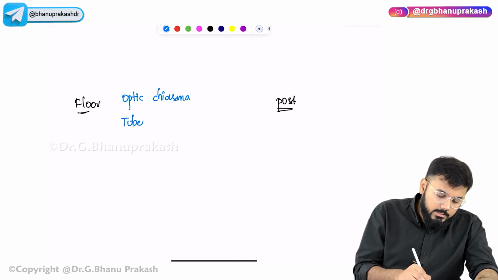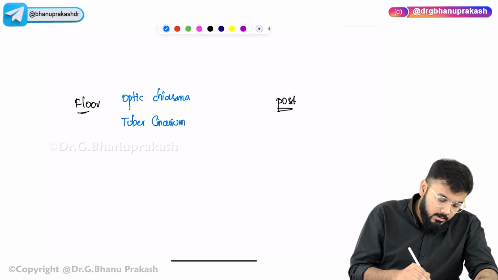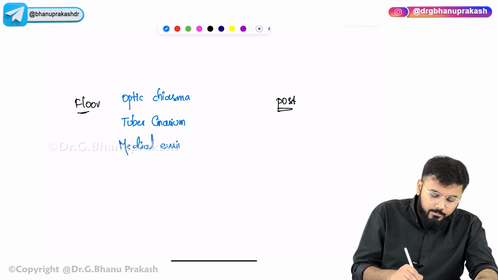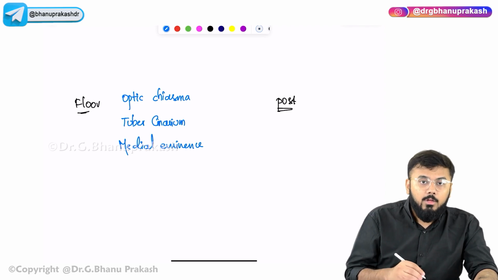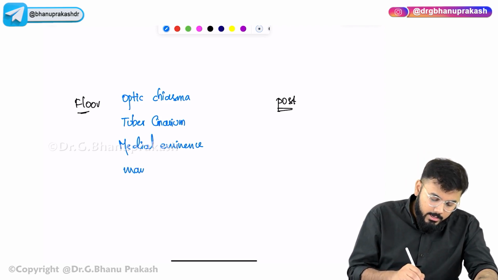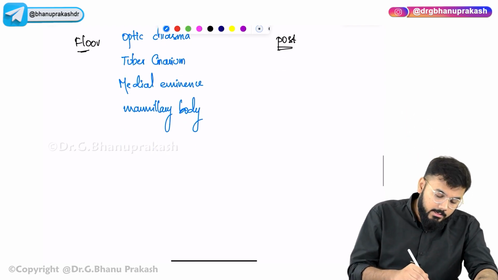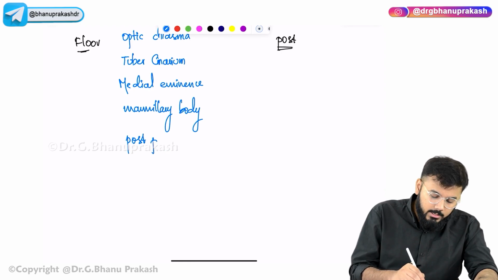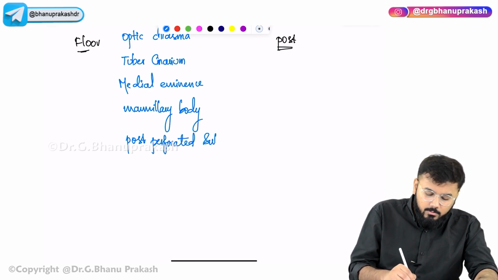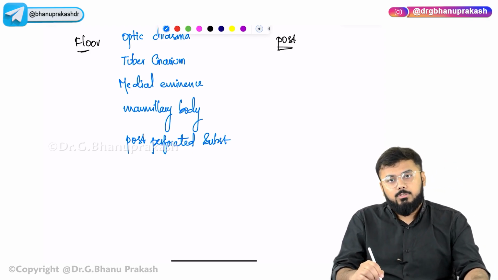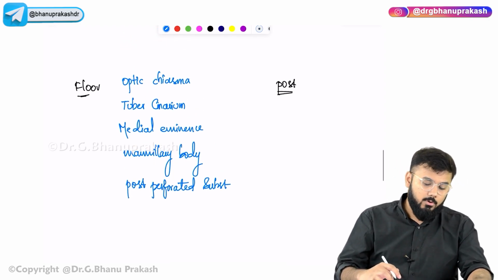Next you have got is the tuber cinereum. Third one is called as the medial eminence, right? Fourth one is called as the mammillary body. Next important one is called as your posterior perforated substance. So these are the structures that are located over here.